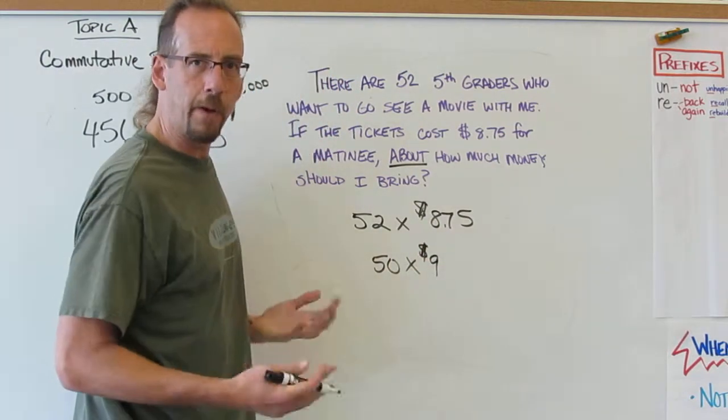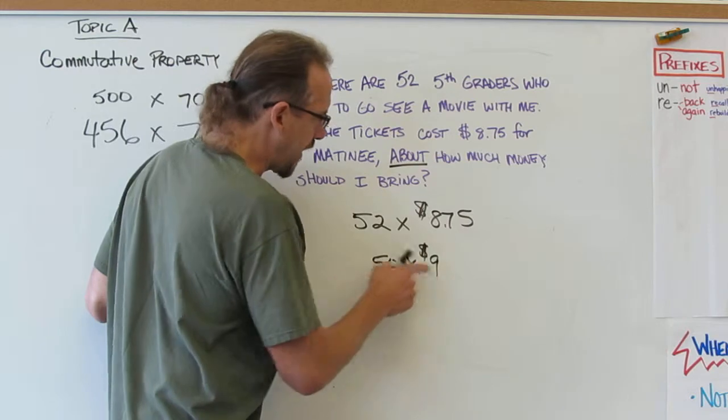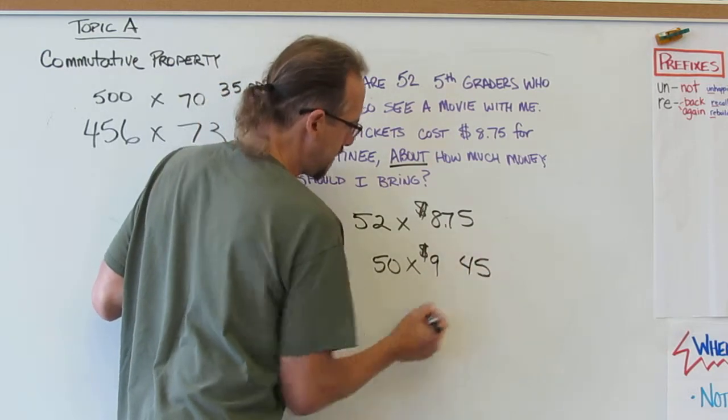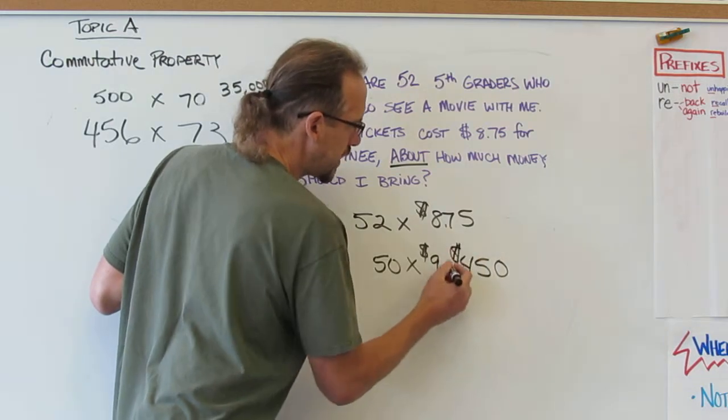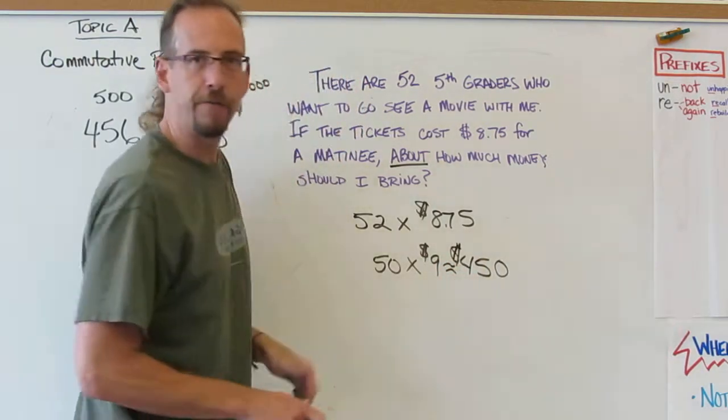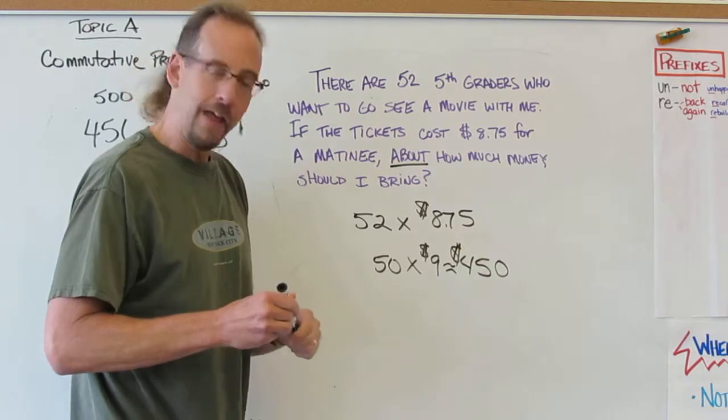Because I want to be safe, I want to make sure I've got enough money. And 5 times 9 is 45. And I'm multiplying by 10 once. So I need to bring about $450. And that would be topic A.